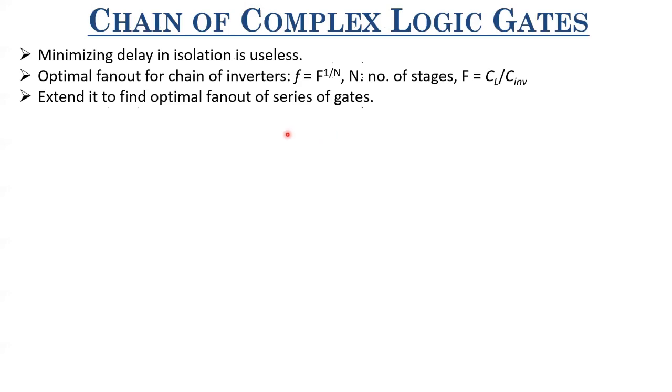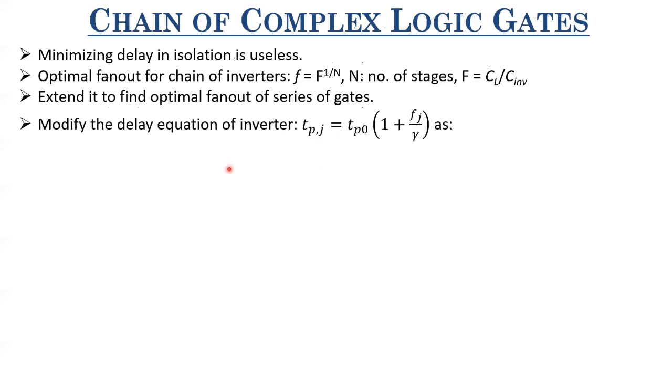What we do essentially is first modify the delay equation of the inverter. The delay equation for the inverter came out as tp0 (1 + f/gamma). What was f? f was basically C external by C internal, right? So the output capacitance of a stage divided by the input gate capacitance. That was your f, or the fan out of the inverter that we are considering.